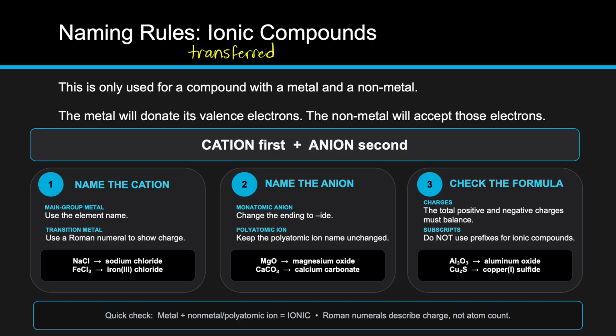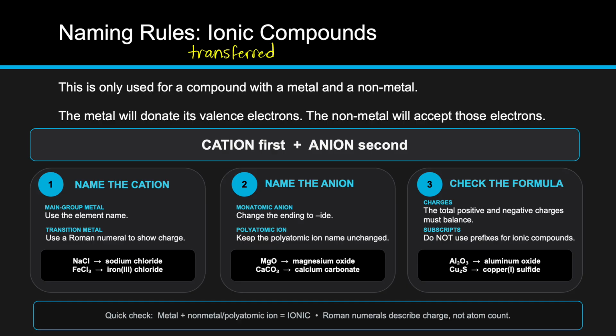In order for that to happen, you have to have a metal with a nonmetal, because as you can see on the periodic table, our metals are on the left side. They have low numbers of valence electrons, so they want to donate. And our nonmetals, which are on the right side of the periodic table, have high numbers of valence electrons, so they want to accept. So if you are looking at a compound and you have to figure out how to name it, if it is a metal and a nonmetal, your answer is ionic naming.